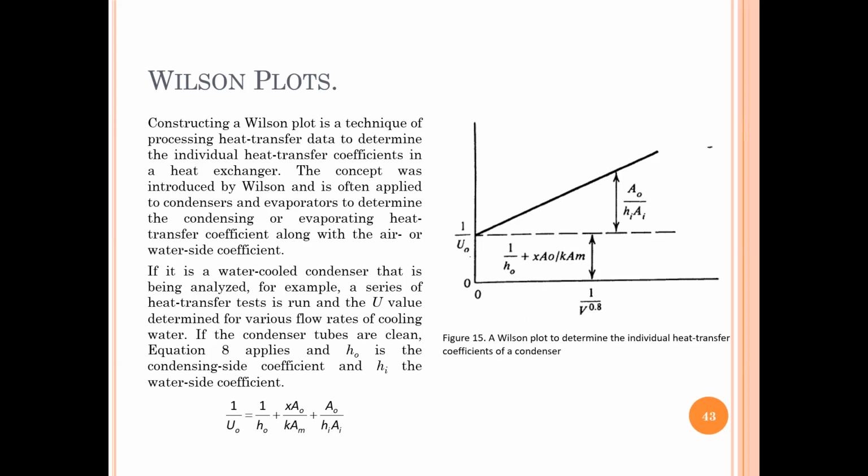If the condenser is clean, equation 8 applies and h_o is the condensing side coefficient and h_i is the water side coefficient. Ito yung equation niya: 1 over U_o equals 1 over h_o plus x A_o over k A_m plus A_o over h_i A_i. Nawala yung efficiency, wala rin yung fouling factor kasi nga tawag dito is clean.